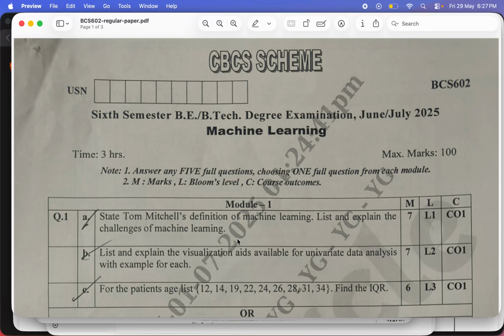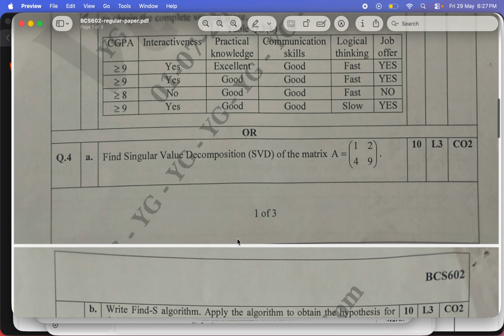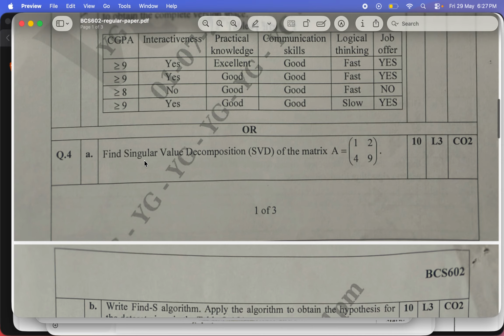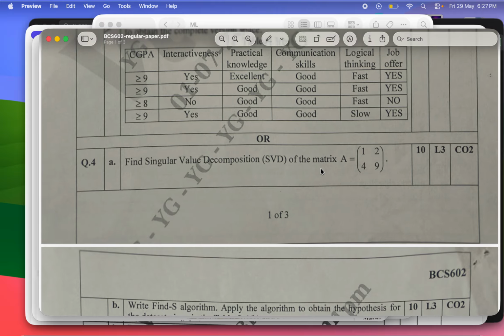Good day to all. Today we are solving one more problem in the machine learning subject, which was asked in the July 2025 previous year question paper. The problem we are considering is SVD, that is singular value decomposition, for the given matrix A equals 1, 2, 4, 9, which is asked for 10 marks. The problem is asked repeatedly, but the values may differ. So just learn the method and apply it on the given problem.